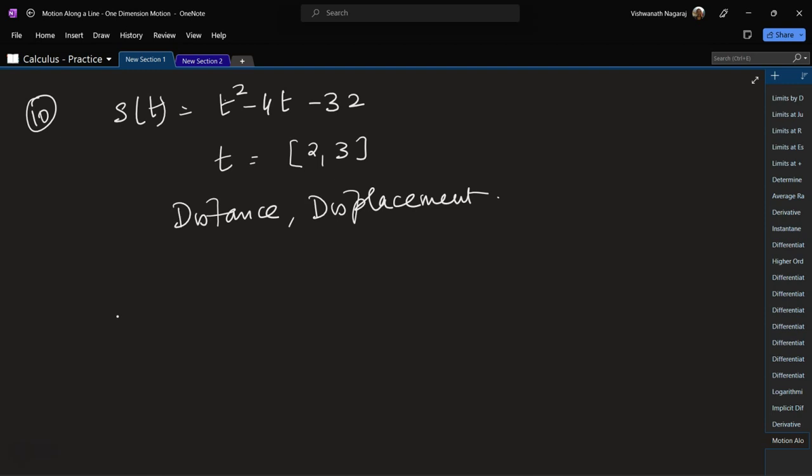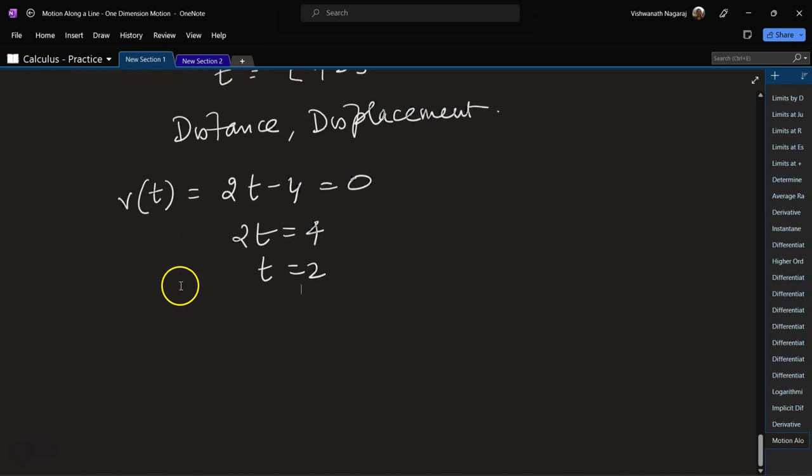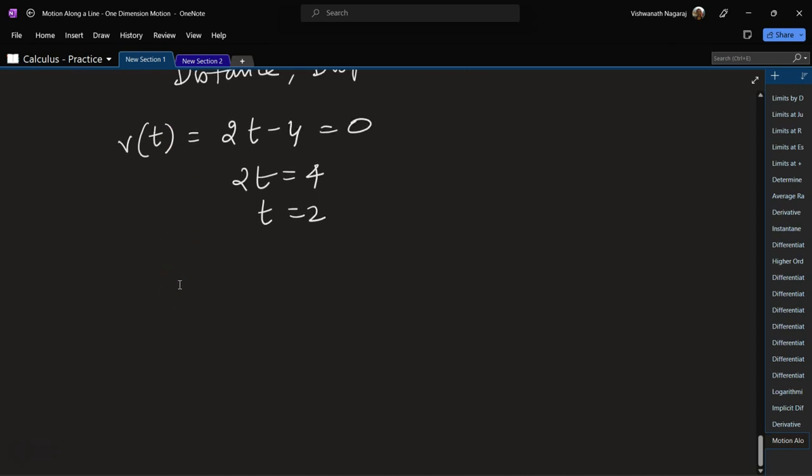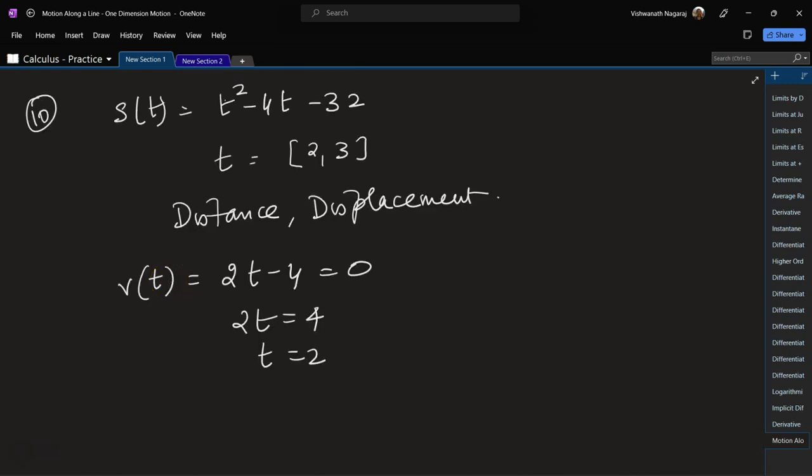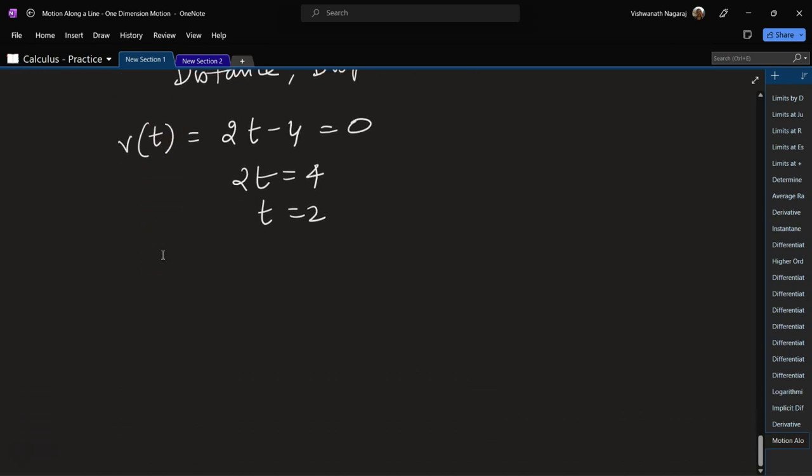Okay, so to figure out where exactly the direction is changing, we differentiate S of t to get v of t. That would be 2t minus 4. We equate it to 0. So 2t equal to 4, t is equal to 2. That means at t equal to 2, the direction changes. But this 2 is on the boundary of our interval. So that means our interval doesn't get split. So we directly figure out the displacement at the endpoints.